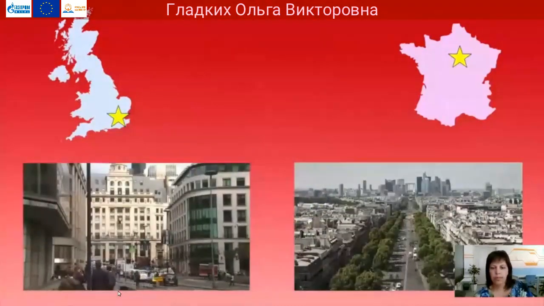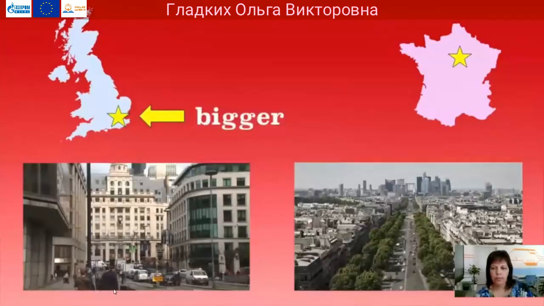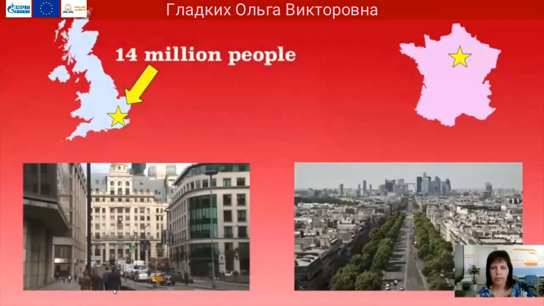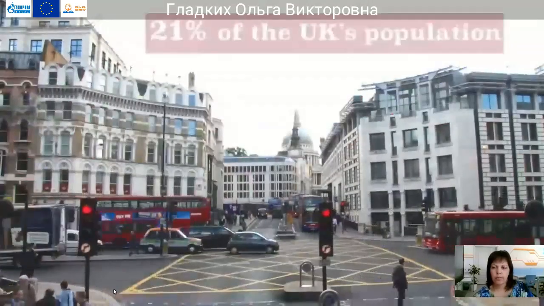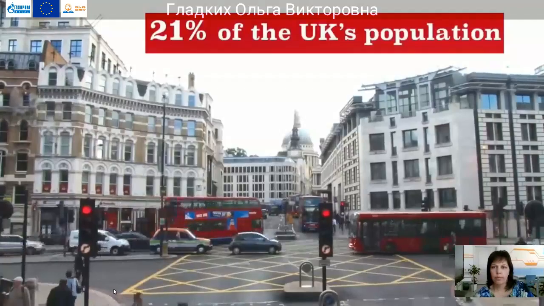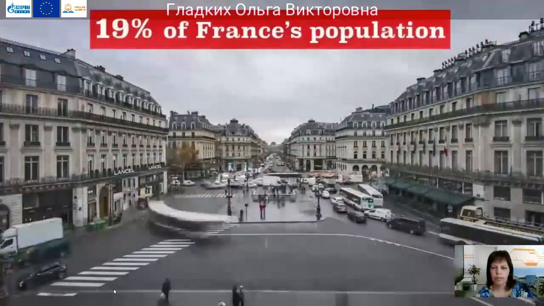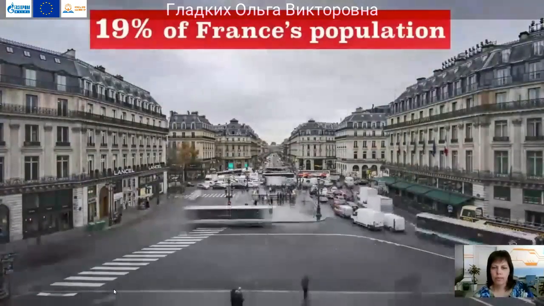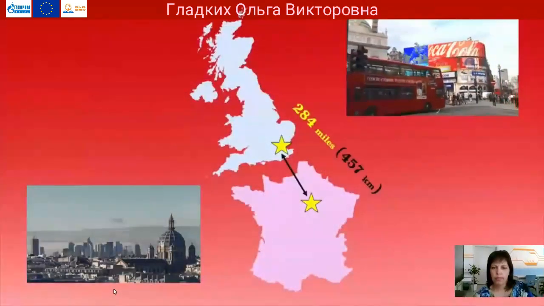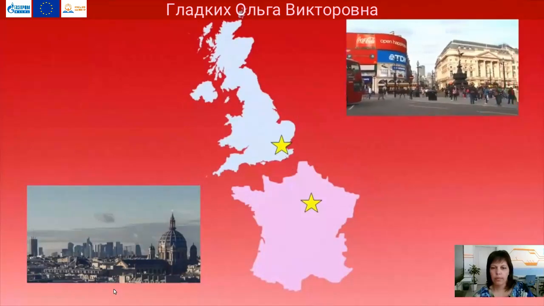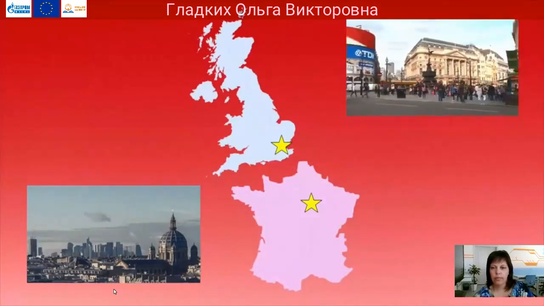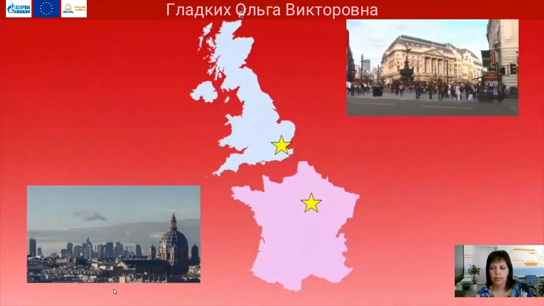In terms of metropolitan areas, London is bigger. The London commuter belt has just over 14 million people, while the Paris metropolitan area has over 12.5 million people. So London is basically around 21% of the UK's population, and Paris is basically around 19% of France's population. The two cities are just 284 miles, or 457 kilometers, apart, and there are probably more options than you realize for ways to go back and forth between the two.